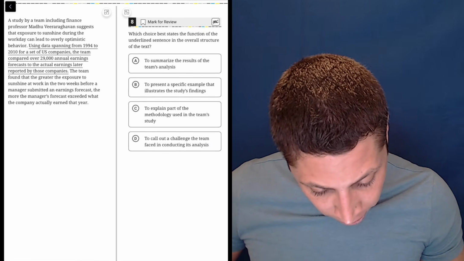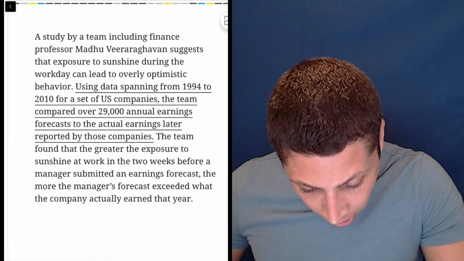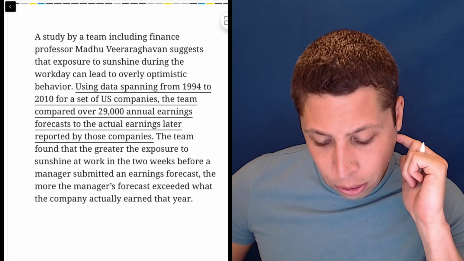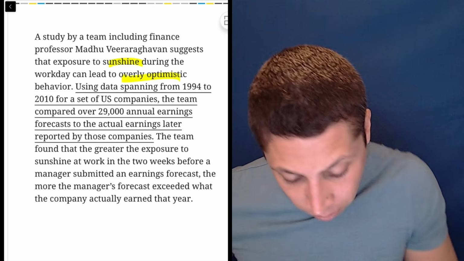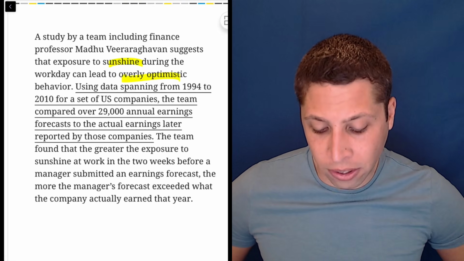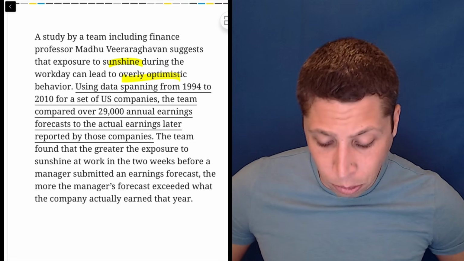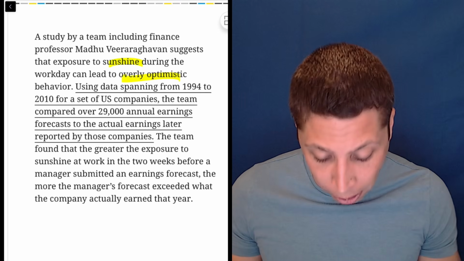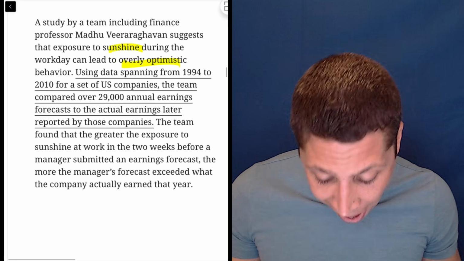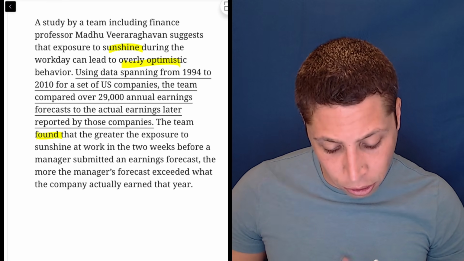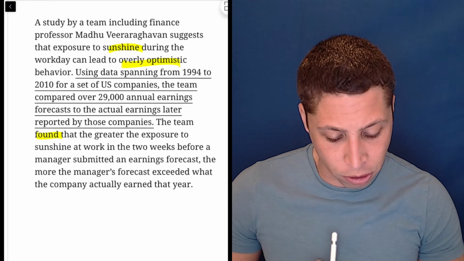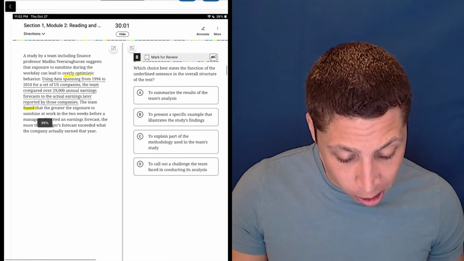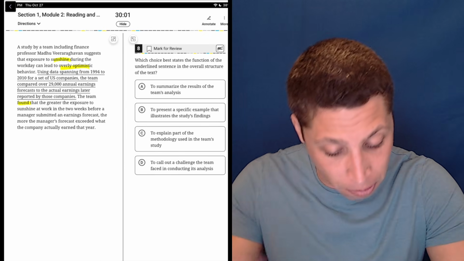Okay. Function of the underlined sentence. Okay. "A study by a team including finance professor, whatever, suggests that exposure to sunshine during the workday can lead to overly optimistic behavior." So sunshine makes you overly optimistic. "Using data spanning from 1994 to 2010 for a set of U.S. companies, the team compared over 29,000 annual earnings forecasts to the actual earnings later reported by those companies." So this is a description of maybe an experiment or something that they did. "The team found that the greater the exposure to sunshine at work in the 2 weeks before a manager submitted an earnings forecast, the more the manager's forecast exceeded what the company actually earned that year." So those are the findings. So I don't really care about the findings. I care what the function of this sentence is. Remember, stay on task here.